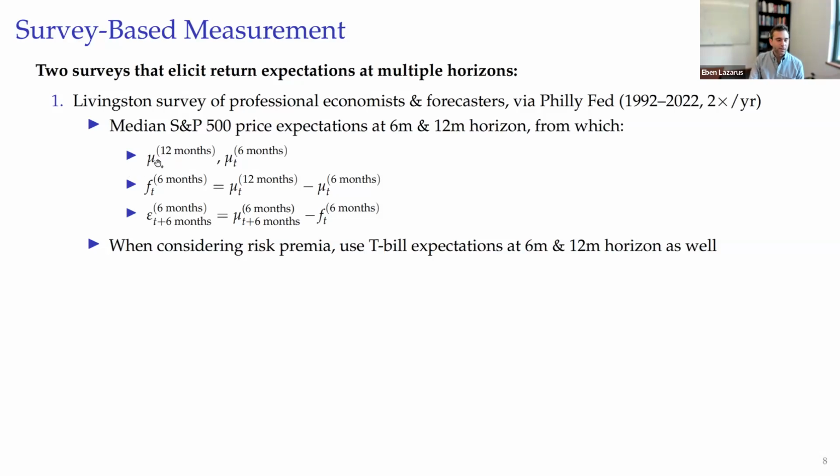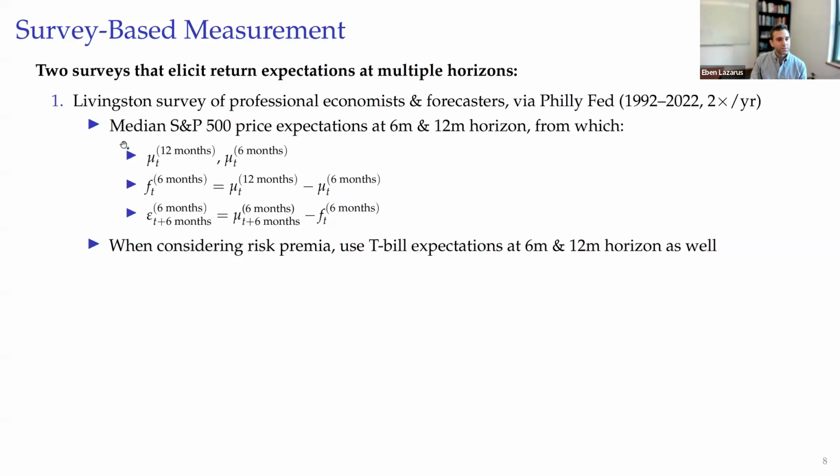Our long horizon in this context is going to be 12 months. Short horizon is going to be 6 months. And by differencing the two, we can calculate a forward rate, which is based on this survey, what does this set of forecasters expect the expected return on the market to be in 6 months' time for the following 6 months? And we're going to line that up ex post again here with, in 6 months' time, now what do they expect the return on the market to be over the coming 6 months?